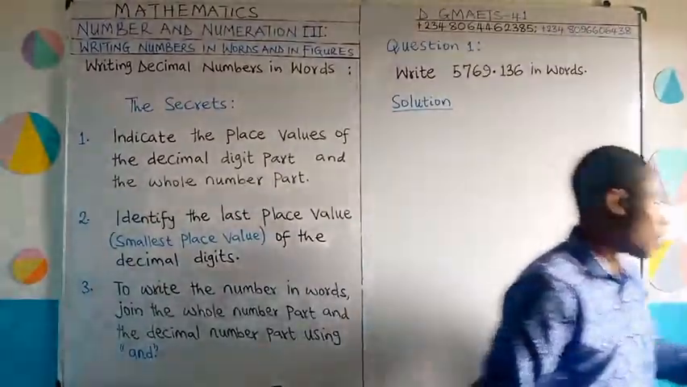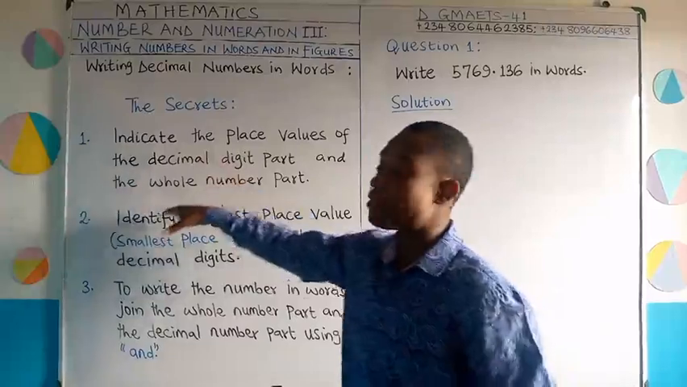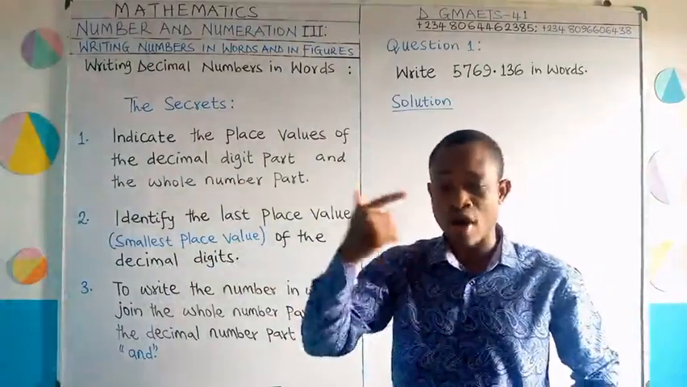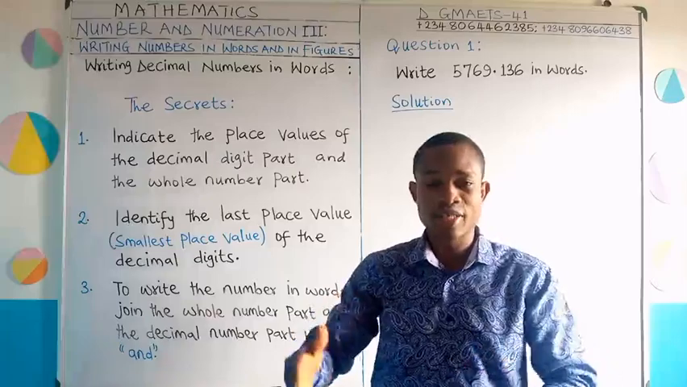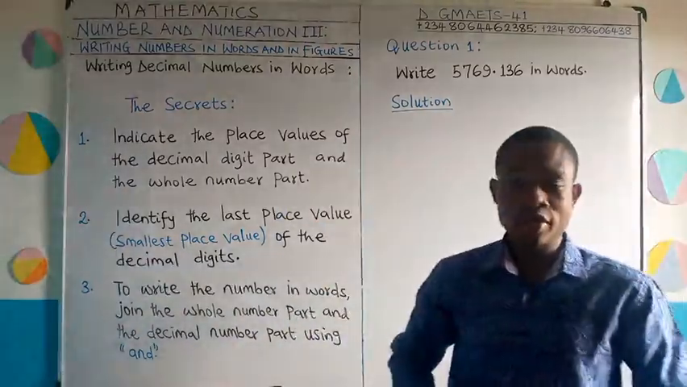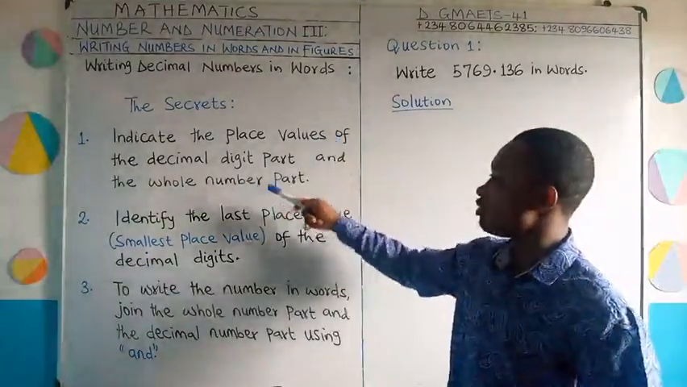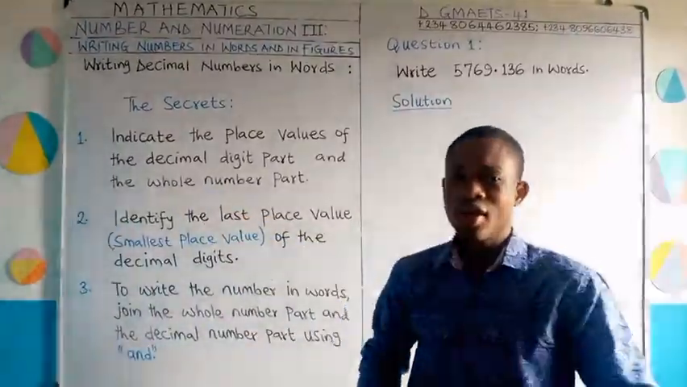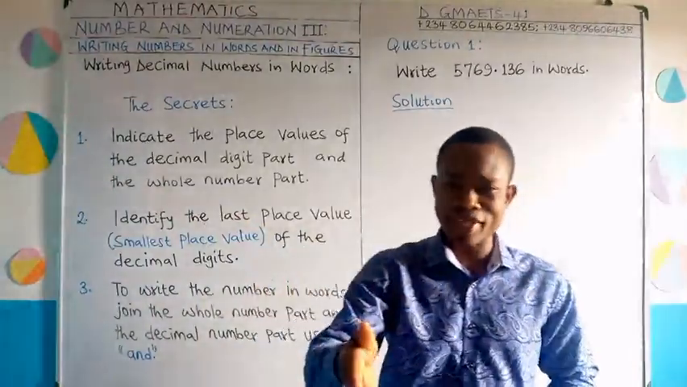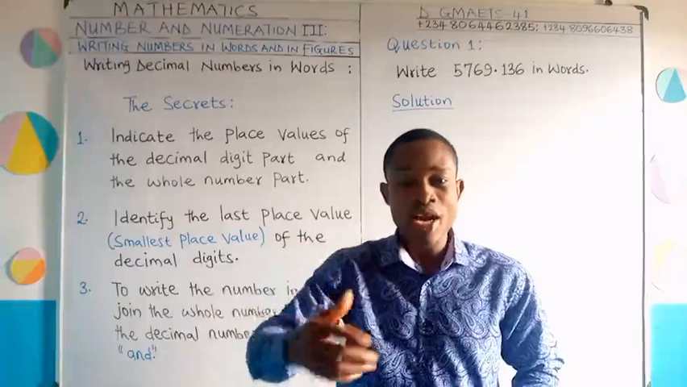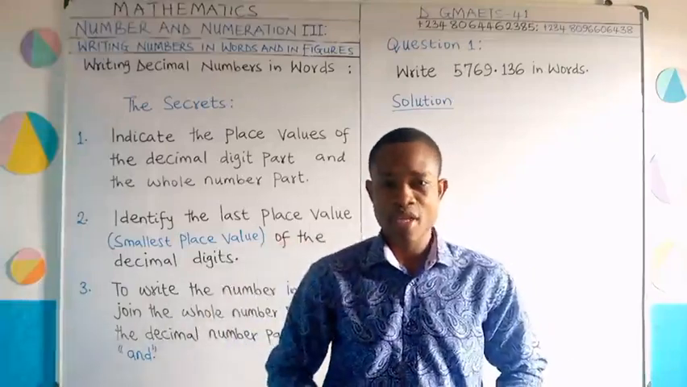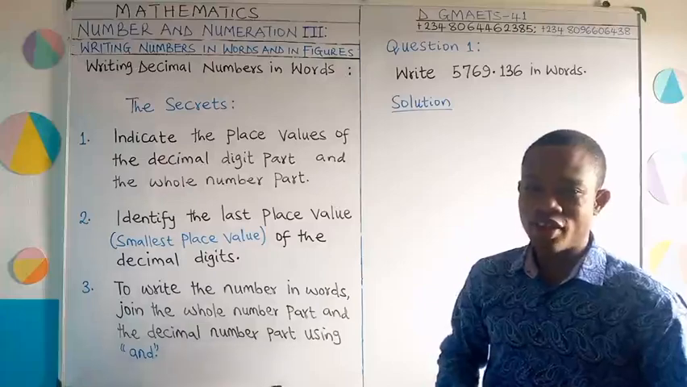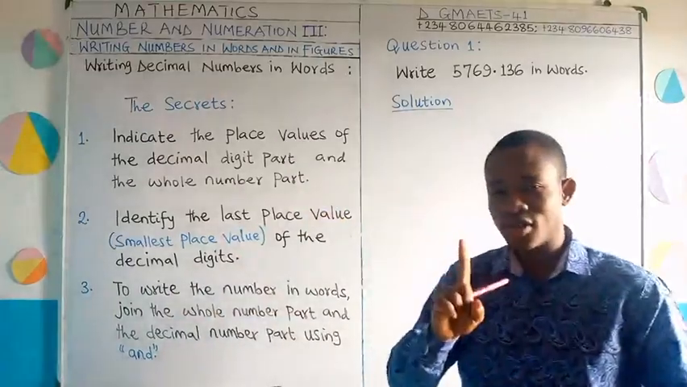Now, let us quickly look at our secrets on how we handle that. There are 3 of them I would like you to give attention to. These are the things you need to be thinking of when you want to write a decimal number in words. Secret number 1, you have to indicate the place values of the decimal digit part and, of course, the place value of the whole number part. Because every decimal number has a whole number part. So you need to identify the place value of the decimal digit part as well as the place value of the whole number part. That is secret number 1.